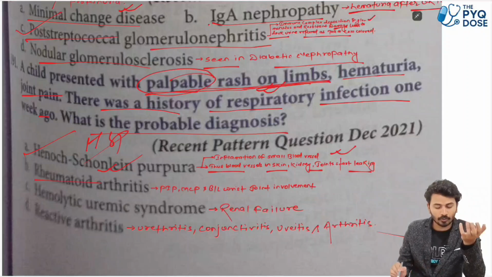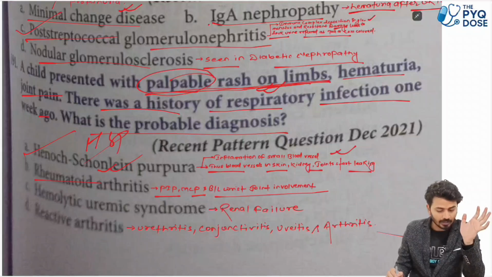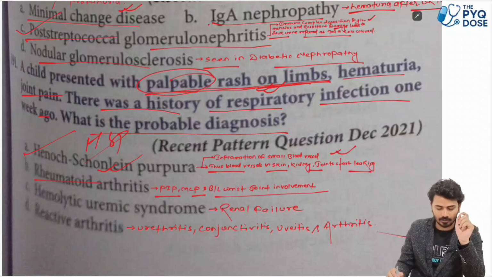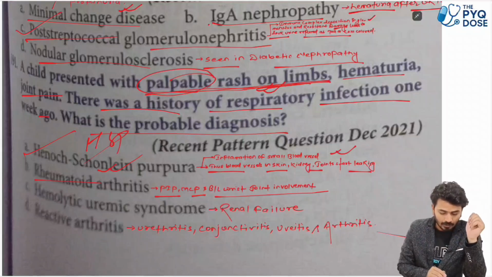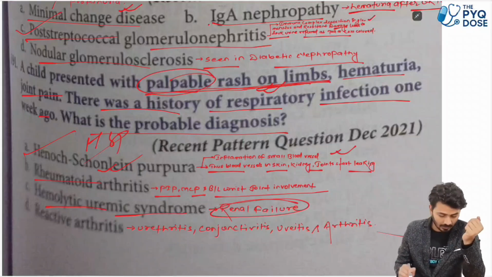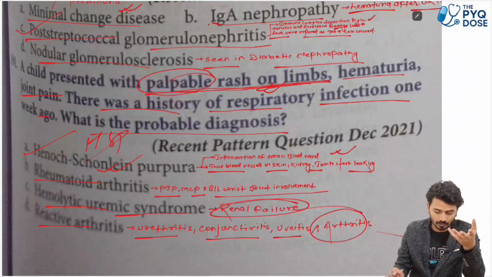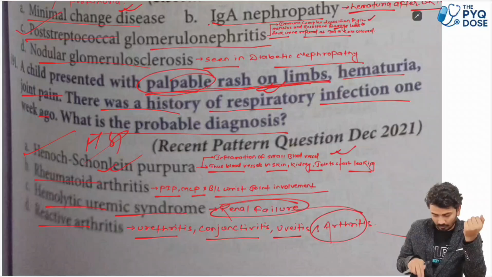If it is a case of rheumatoid arthritis then you will see PIP, MCP and bilateral wrist joint involvement जो कि यहाँ पे क्वेश्चन में नहीं दिया गया है. They are giving you joint pain का एक overall history दिया हुआ है. Hemolytic uremic syndrome में there will be a history suggesting renal failure, and in reactive arthritis, urethritis, conjunctivitis, uveitis and arthritis will be present. So that is the triad of reactive arthritis.